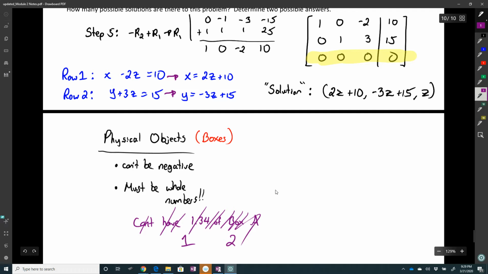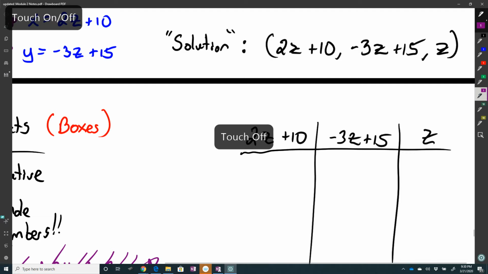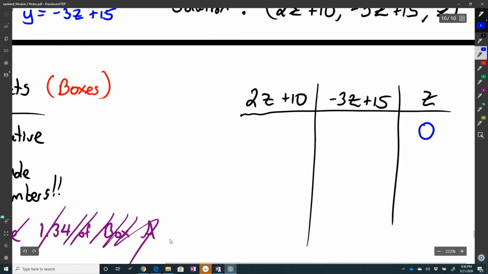So with that in mind, I want to go back to my answer. Okay, and let's look at it. What's the smallest? Let me rewrite it. Okay, so I'm going to start with Z. Now, the smallest possible value for Z, it can't be negative, it has to be a whole number, is 0. And that's the smallest possible. Now if it's 0, automatically I know what the other two are. I just plug in 0. There has to be 15 of this. If I plug in 0, there has to be 10 of that.